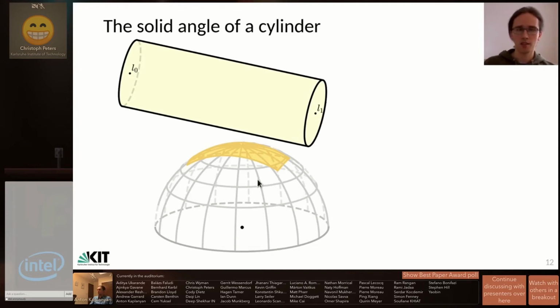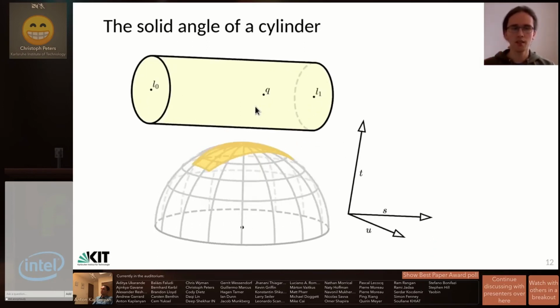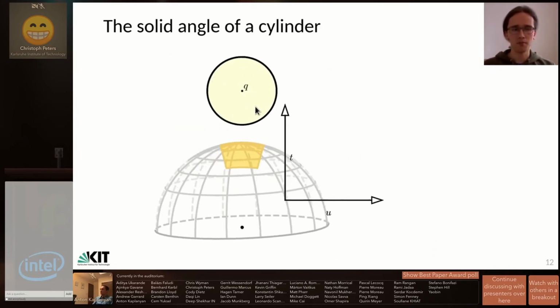We can characterize the cylinder by the midpoints of its caps, L0 and L1. Then we can also compute the closest point from our shading point to the central axis of this cylinder. And this gives us a useful coordinate frame to work with. Namely, we align the s-axis with the central axis of the cylinder, and the t-axis points from our shading point towards the closest point. Now if we look at our cylinder, for example in the TU plane, it looks much simpler.